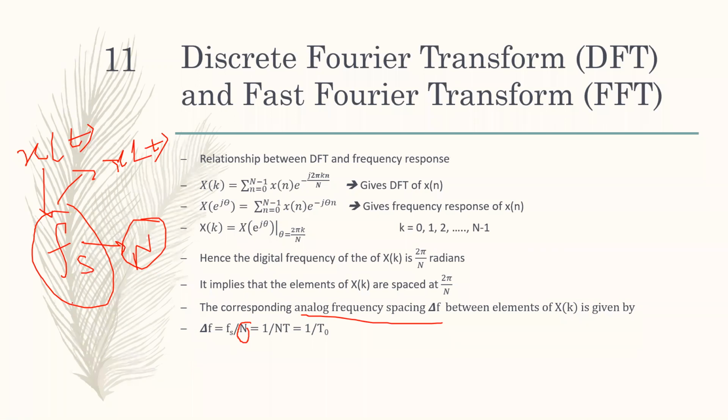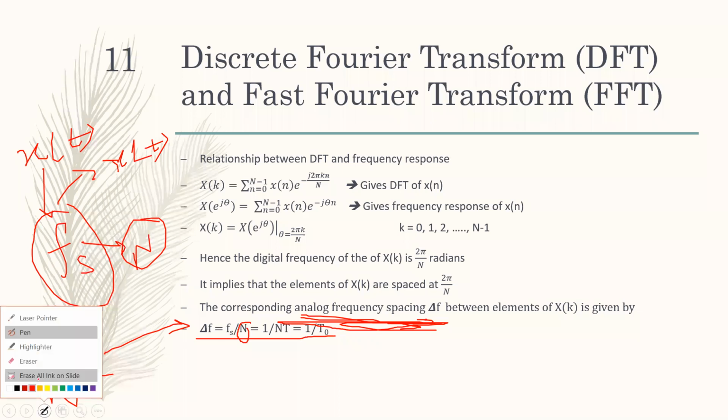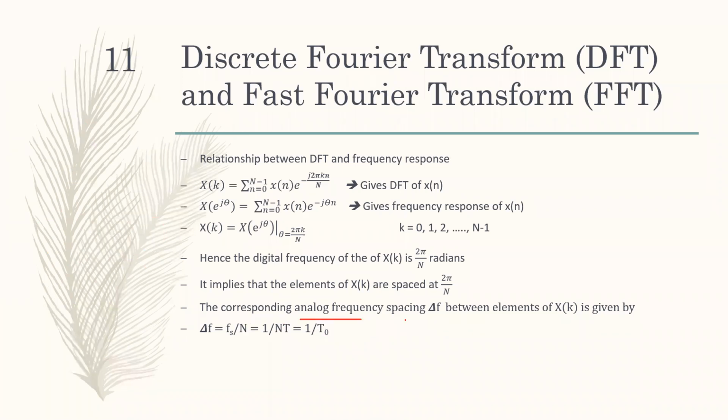So in that case, if I want to identify the analog frequency spacing, it is the sampling frequency divided by the number of samples. This will give you the spacing between the samples, but in analog form. This is how I obtain the analog frequency spacing: I take the sampling frequency divided by the number of samples, or the periodic value of x of n, and I get the analog frequency spacing.